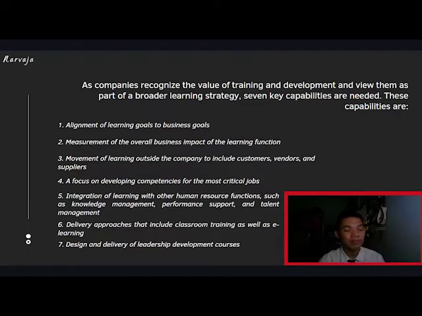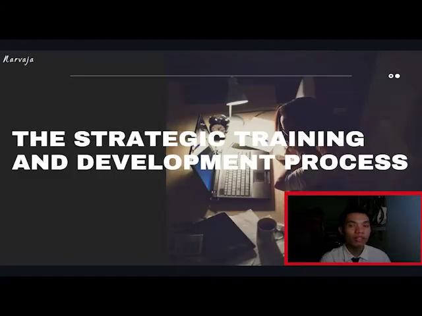The last key capability is design and delivery of leadership development courses. Within the learning and growth plan, think about the best organizational learning resources and techniques. Leadership exercises, leadership coaching, directed case study research, flexibly balanced distance and campus learning, and real-world learning in global business hotspots are some of today's best resources for integrative corporate learning. The next subtopic will be the strategic training and development process.